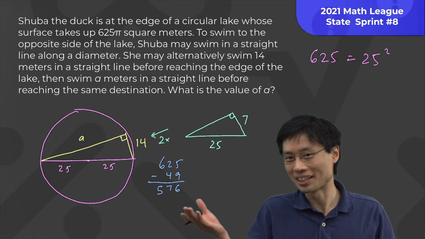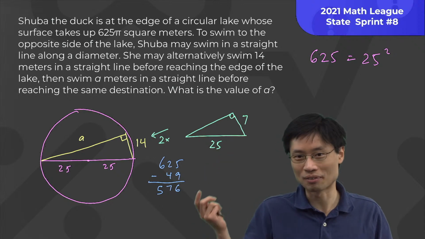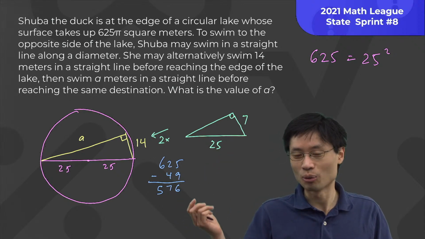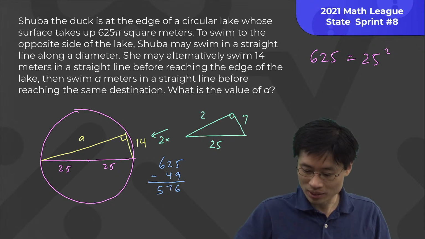You can actually even guess what that would be. That's going to be something squared that is close to 25 and it ends in a 6. What squared ends in 6? 4 squared ends in 16. That's a 16, right? So it's actually 24.